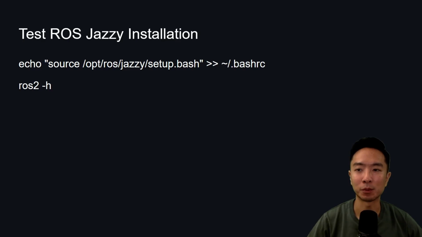Now for the final step, we want to verify our installation. So go ahead and put your setup.bash file inside your .bashrc file, and then run the ros2 -h command, and you will see a list of commands pop up.